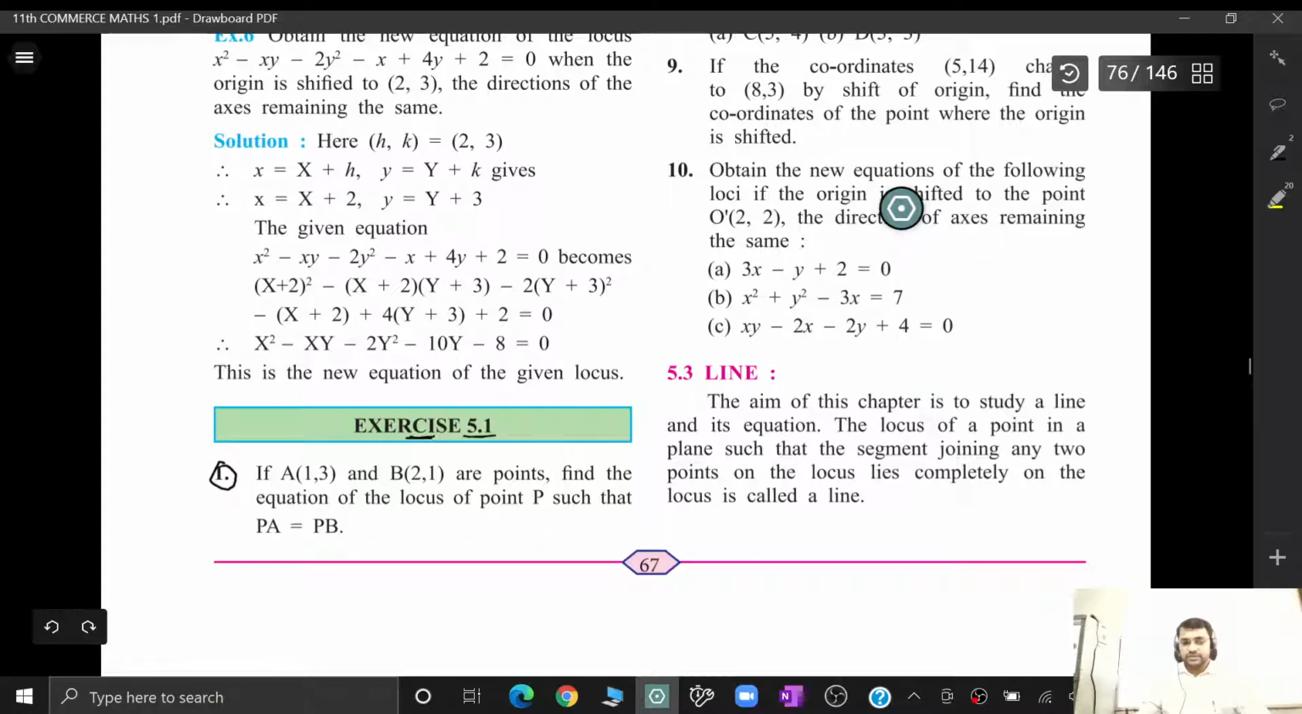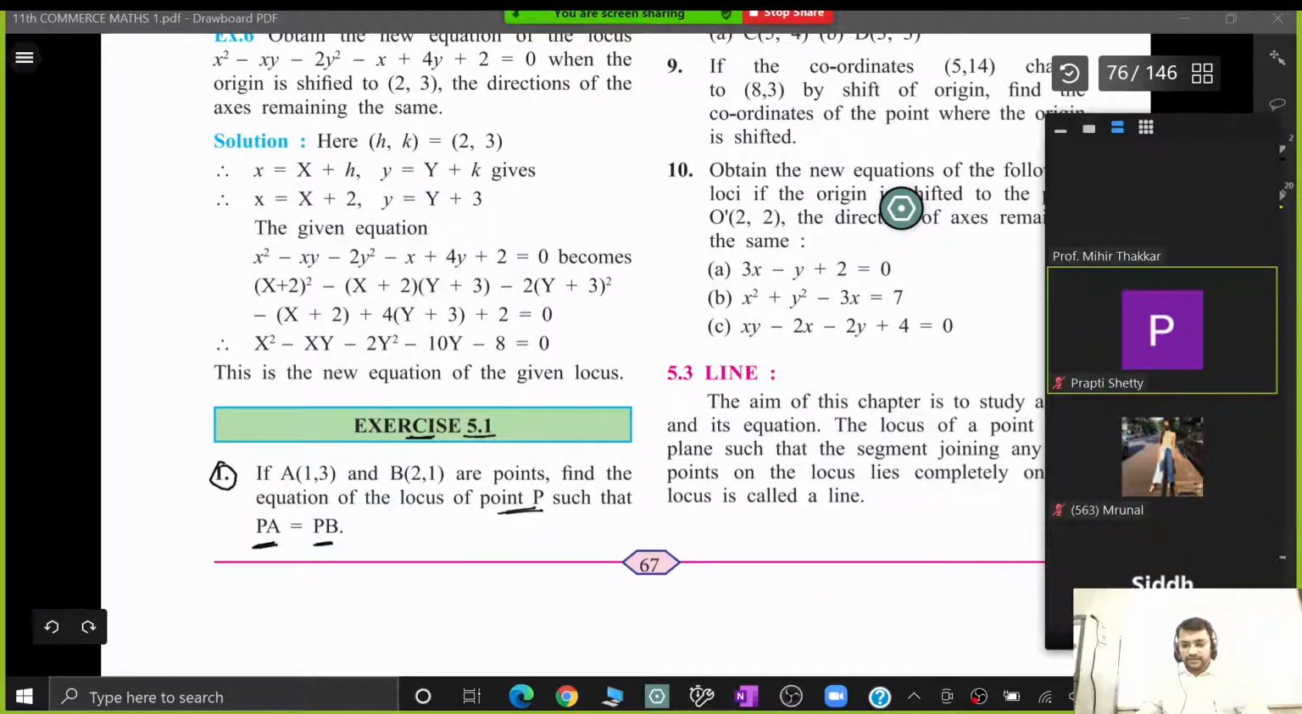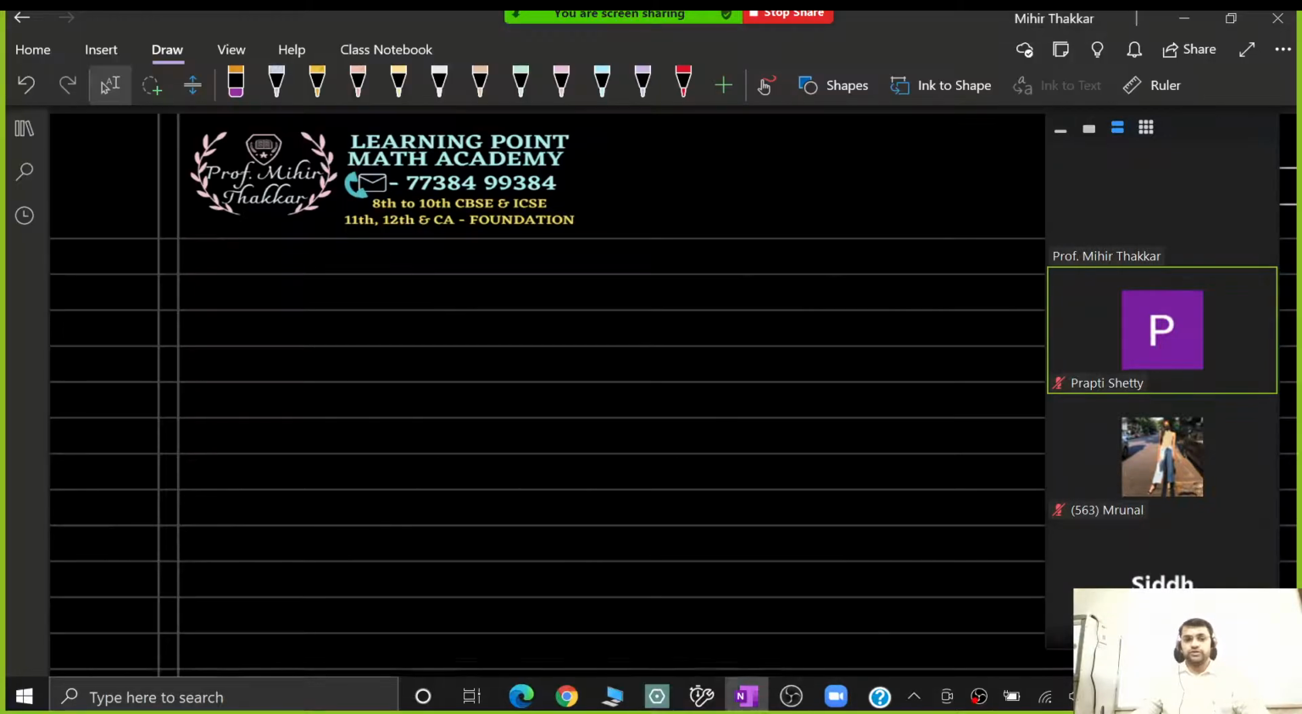You are given over here two points A(1, 3) and B(2, 1). We have to find the equation of the locus of a point P such that PA is equal to PB. In this sum, we are not given the coordinates of the point P. He has just told us that the required point is point P. So we have to assume that the point P has coordinates x and y. And then based on that, we have to use our condition that PA is equal to PB. So let us see what we can do over here.